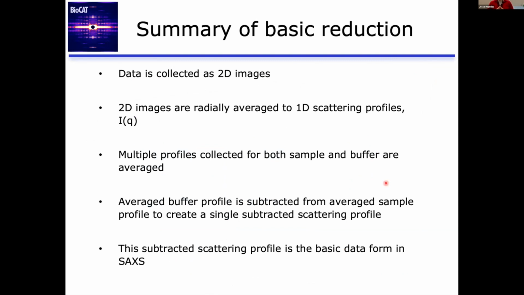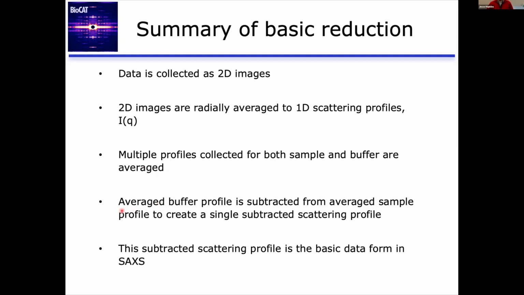To go through the reduction steps, we collect the data as 2D images. These 2D images are radially averaged into one-dimensional scattering profiles, I of Q. Generally speaking, and I'll go over the reason for this in a few slides, we collect multiple profiles of both the sample and the buffer. And this is because we're looking for radiation damage. You want to see if there's any change with exposure, so you want to be able to exclude that. So we collect multiple profiles of each.